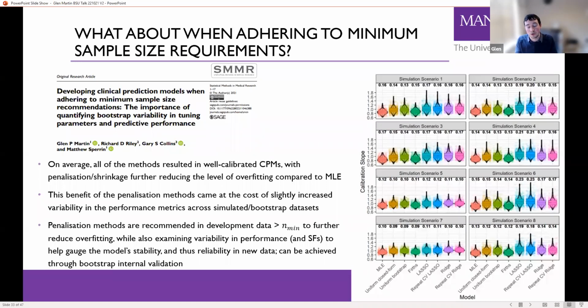And so what myself and others are recommending, based on all of these papers that I've been referring to, is that this idea of exploring variability in tuning parameters and correspondingly predicted performance should form part of the development process. So we shouldn't just look at average performance from, say, bootstrap internal validation. We should look at this scatter of performance as well, because it gives you a sense of how well we are going to expect this model to work in new data.